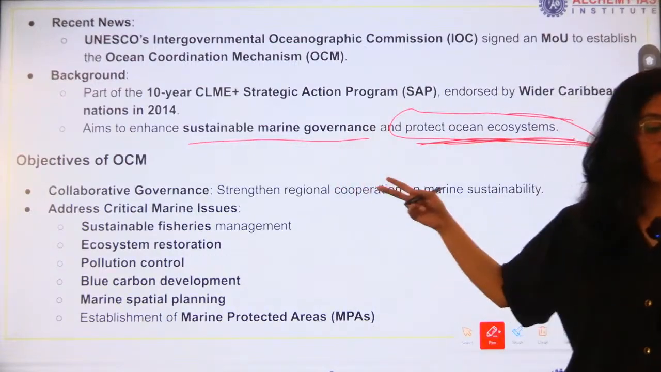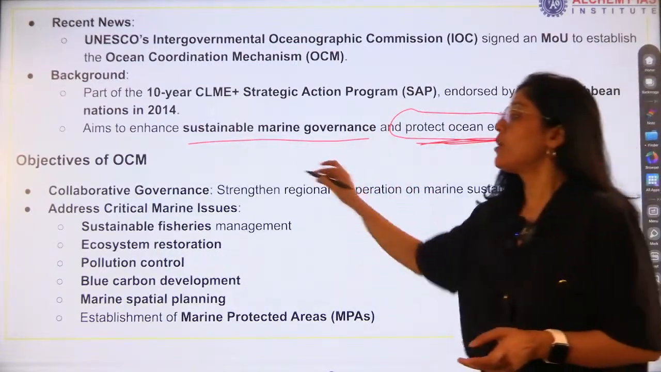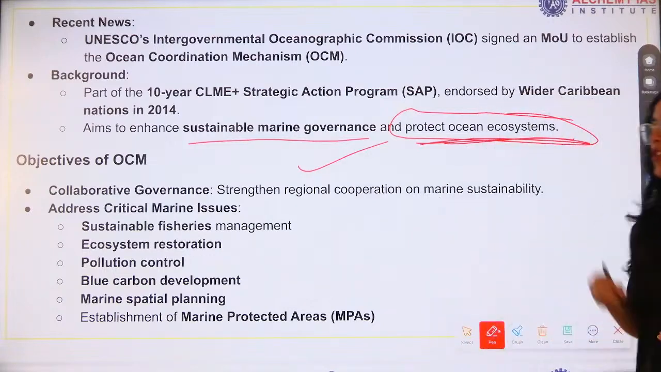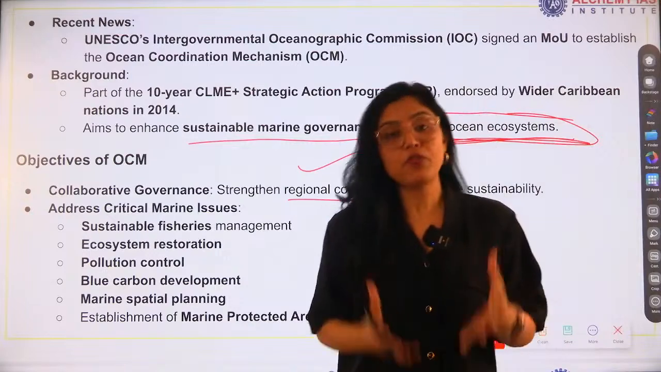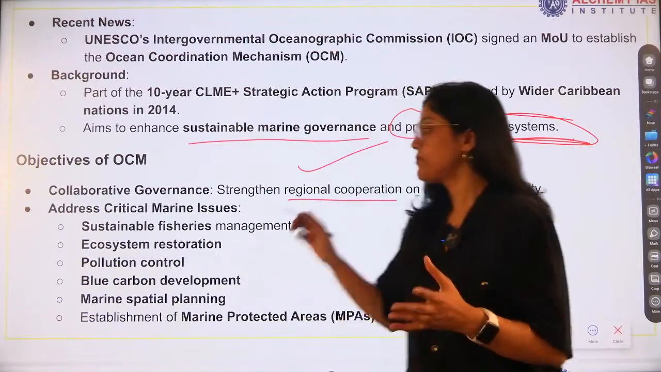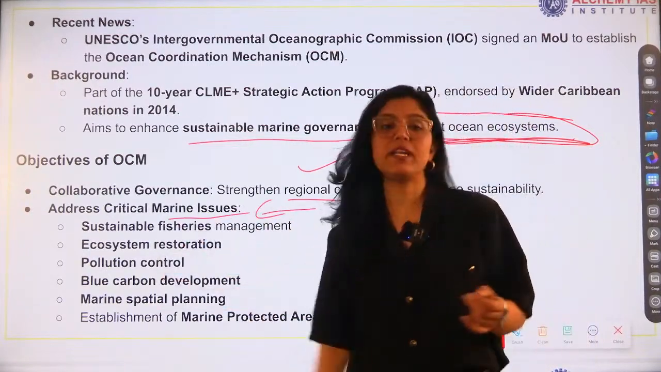Remember these two words, okay? Next is the objective of OCM. What is the objective? Collaborative governance will be there. Different countries will be there supporting each other, addressing critical marine issues.